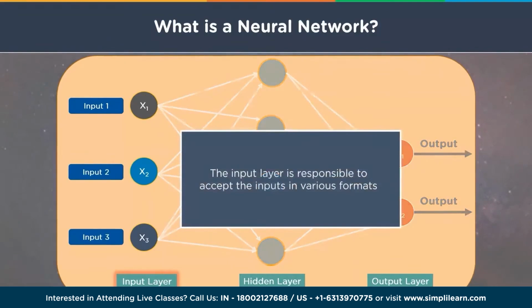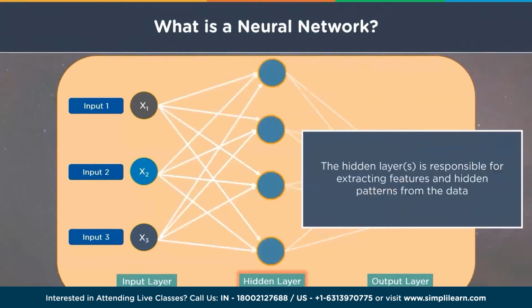The input layer is responsible for accepting the inputs in various formats. The hidden layers, again there's that S, could be multiple layers, are responsible for extracting features and hidden patterns from the data. And patterns and features are important. We want to look at features. You usually talk about features as your input. Input 1 is one feature, input 2 is another feature. If you're looking at the iris data, it might be the width and length of the petal. Each one of those would be a feature.